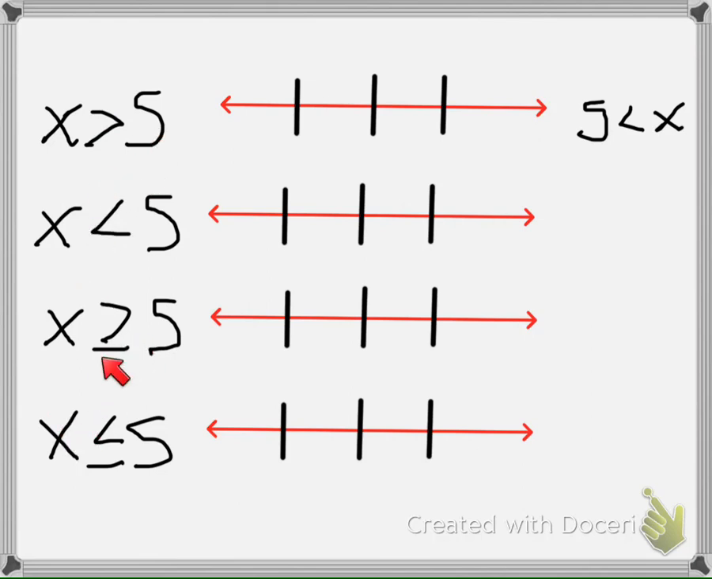Now we come to this one, and this one has an additional sign. It's this equal to sign underneath. So we read this, x is greater than or equal to 5. X is greater than or equal to 5. And this one is x is less than or equal to 5. Okay, so make sure you have all of those written down.